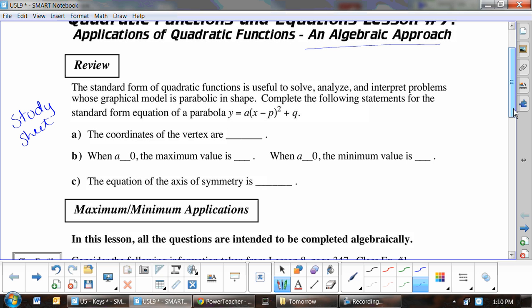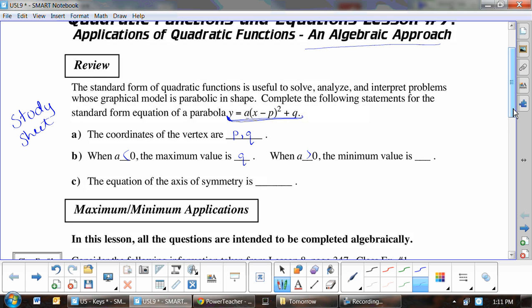So when we are working with something in the standard form here, what are the coordinates of the vertex? Can someone put up their hand and let us know? Yep, Josh? You got it. P and Q. Okay? And then so we have when A is less than 0, the maximum value is, based on this, what would we say the maximum value is? Exactly, it's Q, right? It's always going to be the y of our vertex.